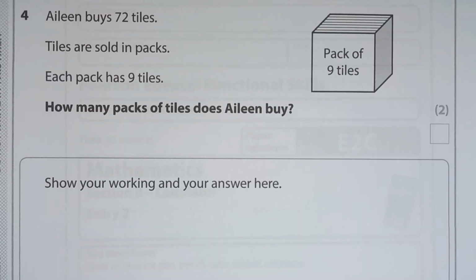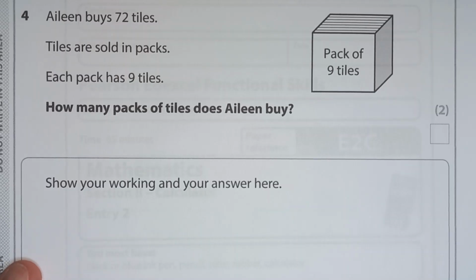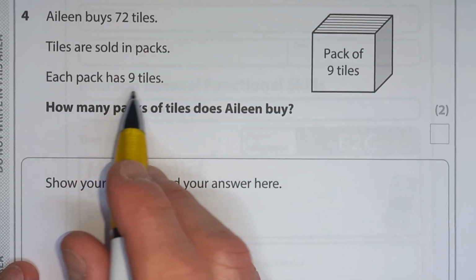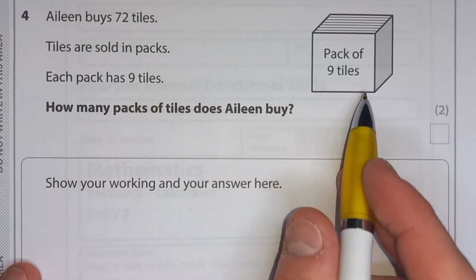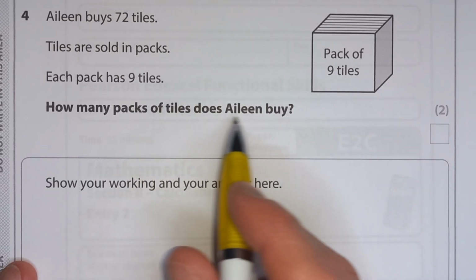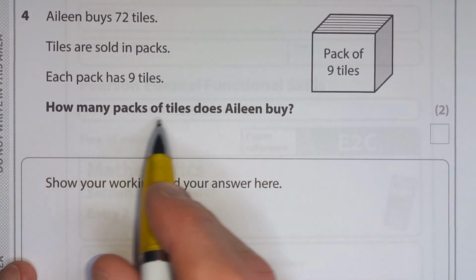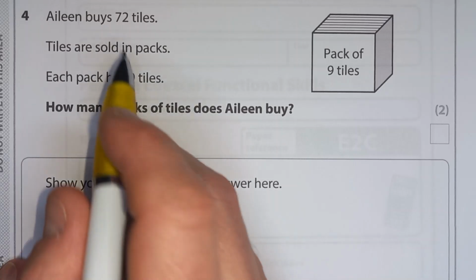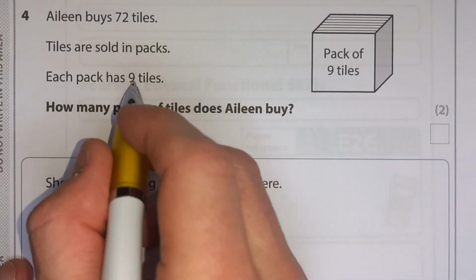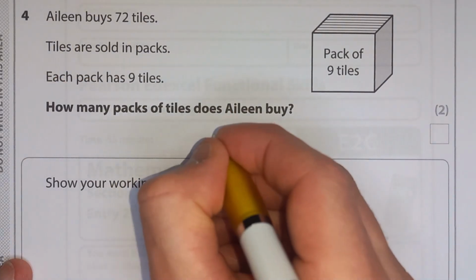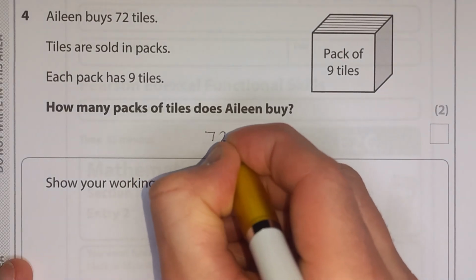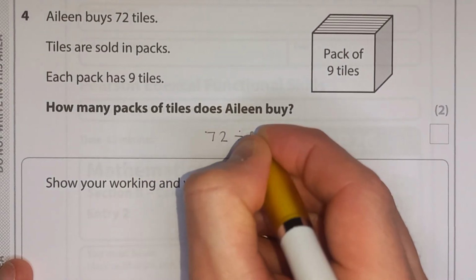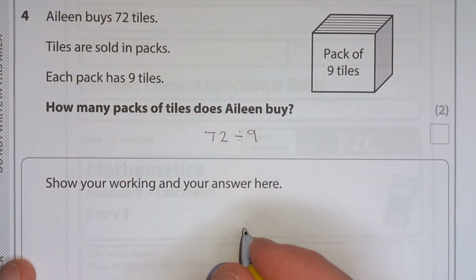Question 4. Aileen buys 72 tiles. Tiles are sold in packs. Each pack has 9 tiles. We can see that over here as well. How many packs of tiles does Aileen buy? So what we're doing here really is we're saying how many times does 9 go into 72, which is the same as 72 divided by 9.